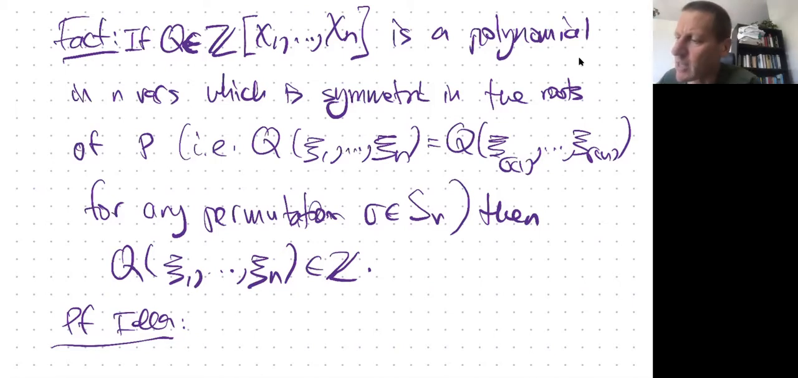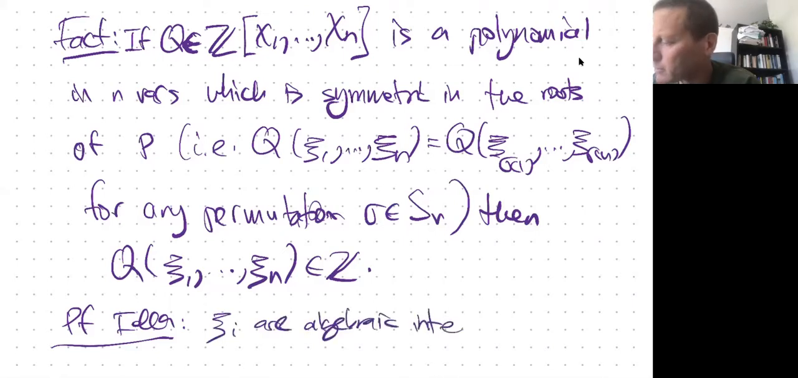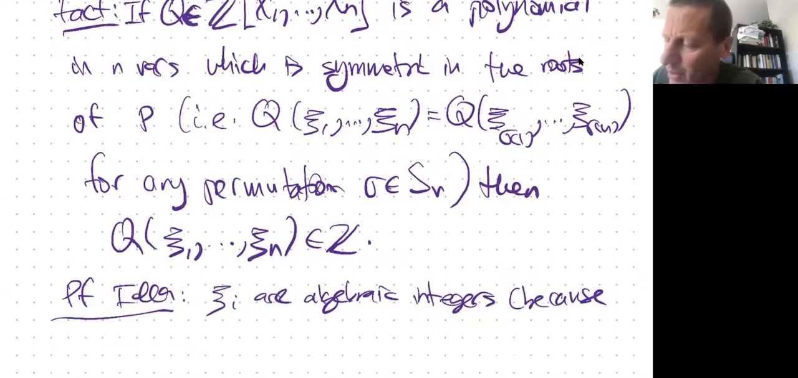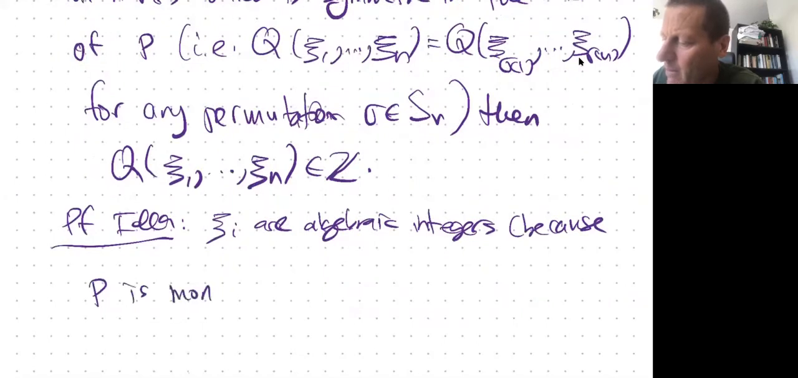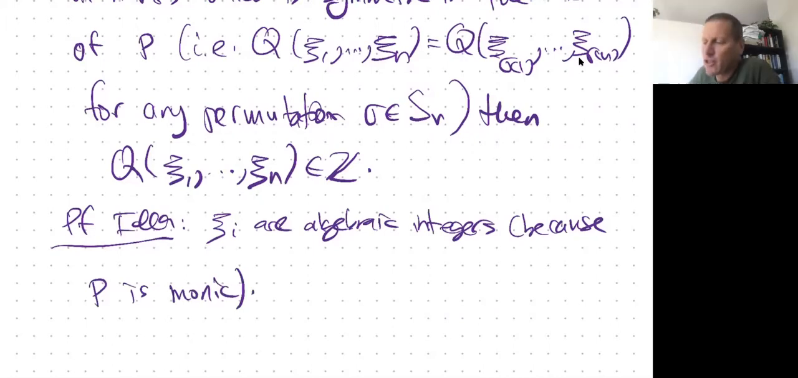So let me just tell you very quickly how the proof goes more or less. The xi's are algebraic integers, because P is monic. So there's a notion of algebraic numbers, and then there's a ring of algebraic integers, which are the solutions of monic polynomials with integer coefficients. And the algebraic integers form a ring, so they're closed.